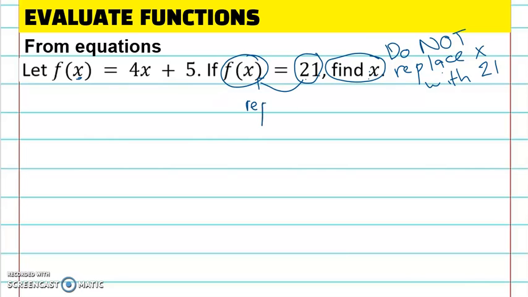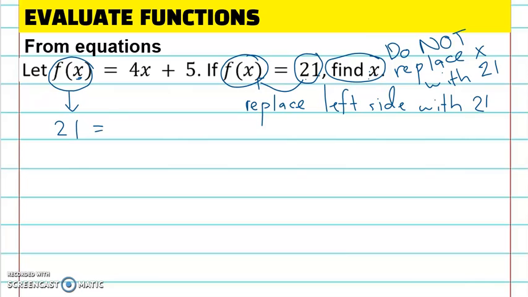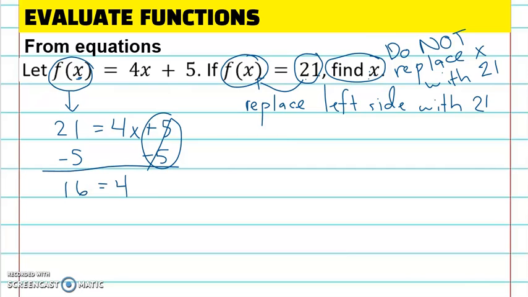So I'm going to keep it simple for my brain. f(x) is this left side. Since these are my notes, I'm just going to tell myself, replace left side with 21. So this comes out, I put in 21, and then we have 4x + 5. Now it's an equation. Hey, we've been solving equations. Subtract 5 for the zero pair, keep the balance on the other side. I get 16 equals 4x.